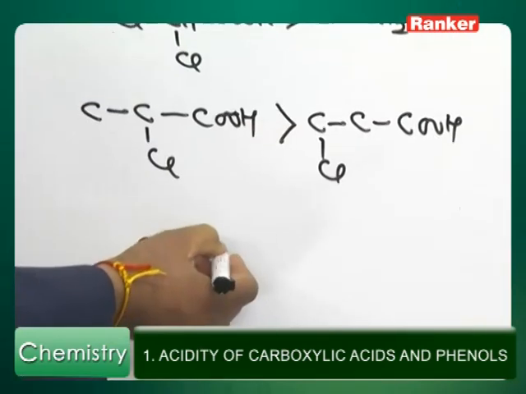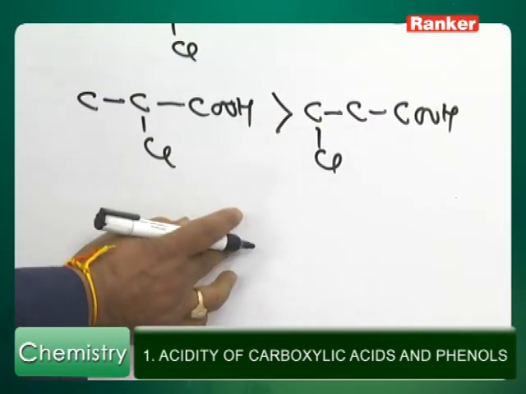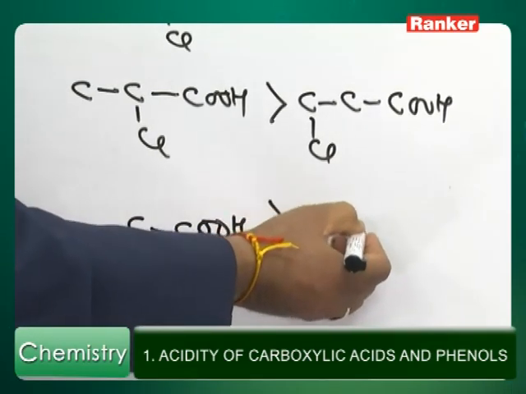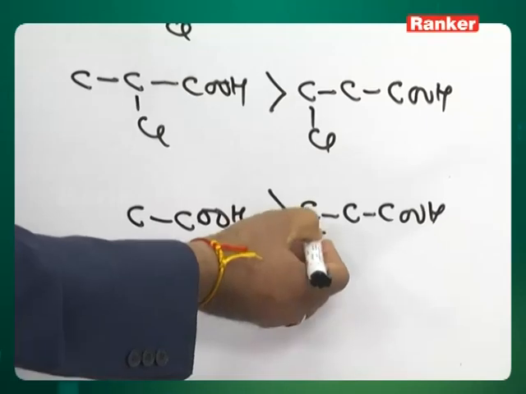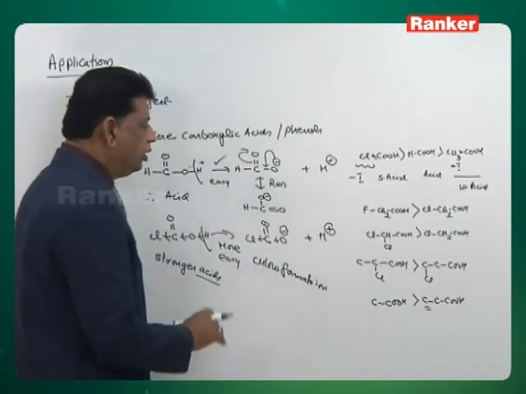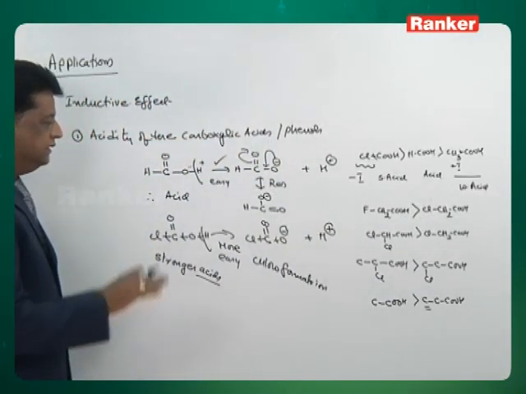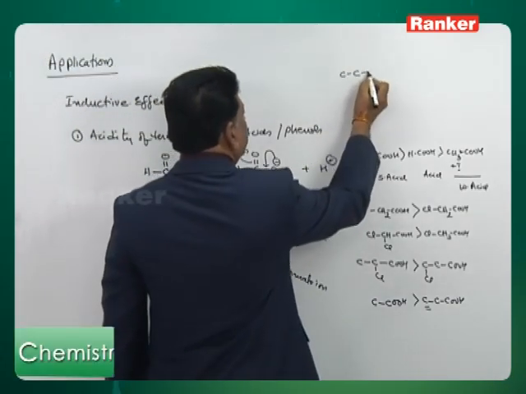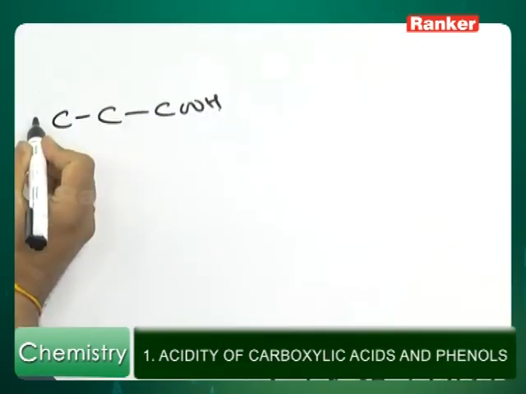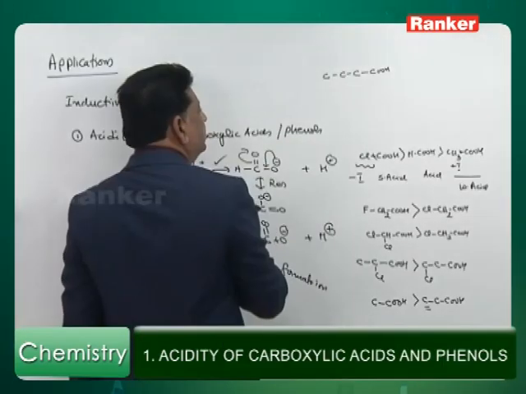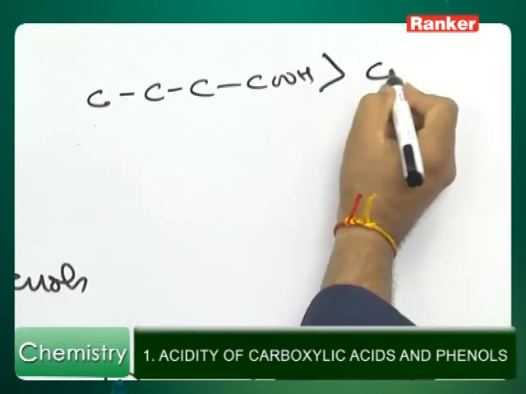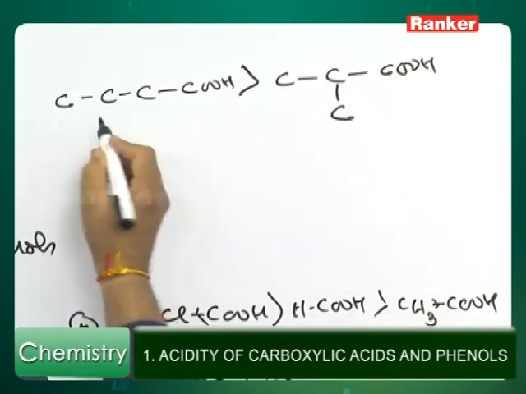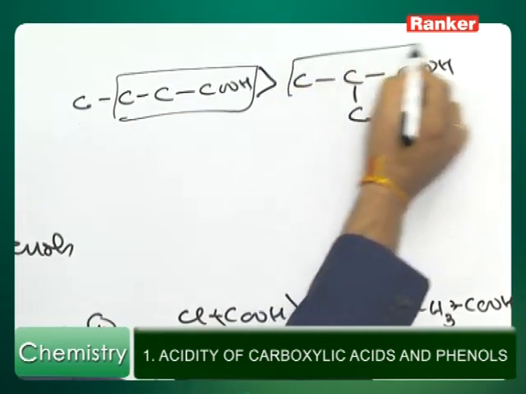Similarly, acetic acid is a stronger one when compared with propanoic acid. That means one extra plus I group is there; the more the plus I groups, the acidity is decreased, isn't it? We have a propanoic acid with one methyl on this side, which is stronger than the propanoic acid that has a methyl closer. This is propanoic acid, this is also propanoic acid.